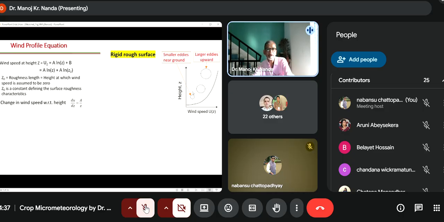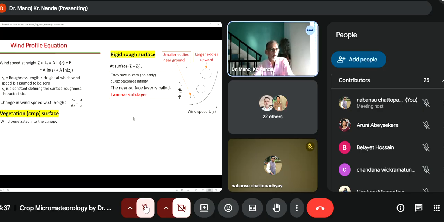And this is the situation of wind profile. At the surface, there are smaller eddies near the ground. As you are going upward, higher eddies are there, larger eddies are there. Then at surface Z equal to Z0, there is no eddy. So the layer is laminar. So below Z0, the layer is laminar.